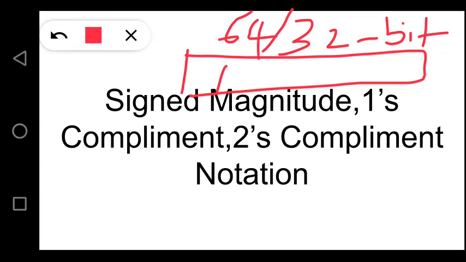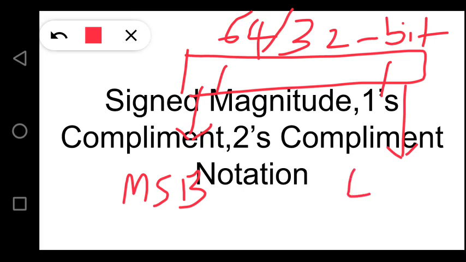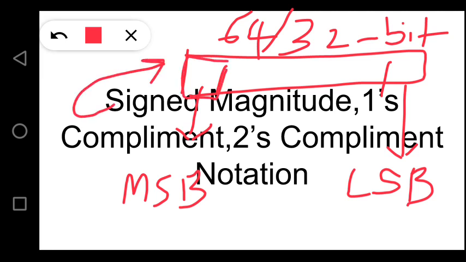For simple case, we can take 32. This is called most significant bit. And of course, this is called least significant bit. So in signed magnitude, what's happening? This most significant bit is reserved for signed representation. So we can call it the sign bit.